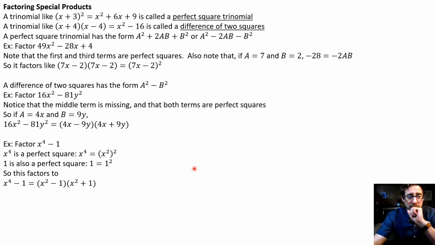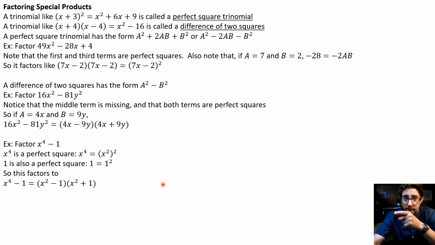It's a lot easier to do it backwards. If you don't believe me, just FOIL this out. You'll see it right away. x squared times x squared is x to the fourth, and then it's plus x squared minus x squared, see you later, and then it's minus 1, right? So it works. It can be a higher power than just squared, and we can still factor it, okay?